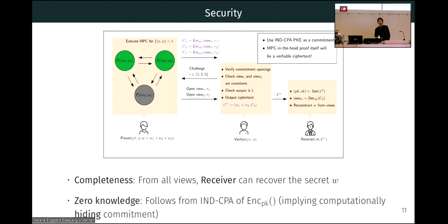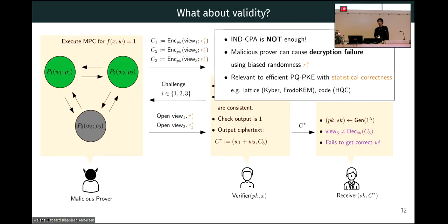Completeness and zero knowledge are relatively straightforward. As I already explained, once you have all views, the receiver can recover the witness. And what about zero knowledge? Once you have IND-CPA security of the encryption scheme, this already implies that the commitment obtained by the encryption function is computationally hiding. So this gives you computational zero knowledge. However, for validity, we have to be a bit careful. Here's why. It turns out that the IND-CPA security of public key encryption is not sufficient if the correctness of the encryption scheme is not perfect.